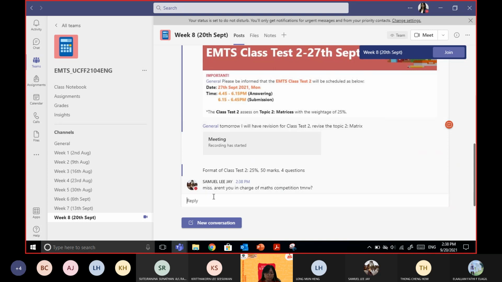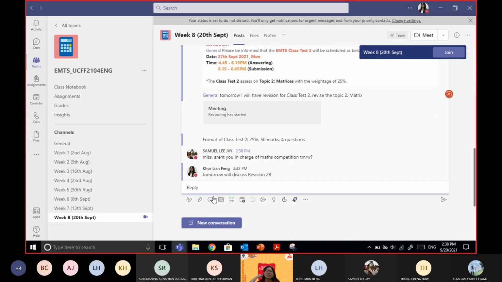So tomorrow we'll discuss revision 2B. You can practice the question first, then maybe it will be easier and faster. If we can clarify everything, then we will continue with our complex numbers. This is week 8 already, so hopefully we don't affect our teaching progress for the third topic.